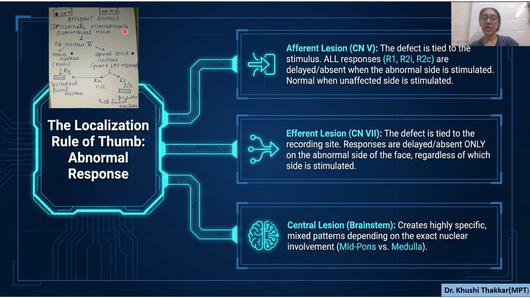So now if you stimulate the left side supraorbital nerve, the left side cranial nerve nucleus 5 is normal, right? So you will get all R1, R2, ipsilateral, contralateral. The unaffected side is normal. So these will be normal.